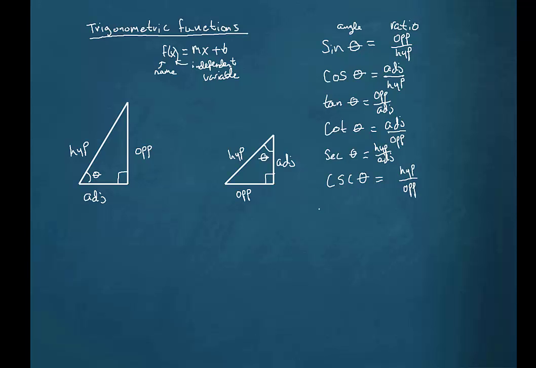Some things that we might notice about this are that then the cotangent of theta can be expressed as 1 over the tangent of theta. The secant of theta can be expressed as 1 over the cosine of theta. And the cosecant of theta can be expressed as 1 over the sine of theta.